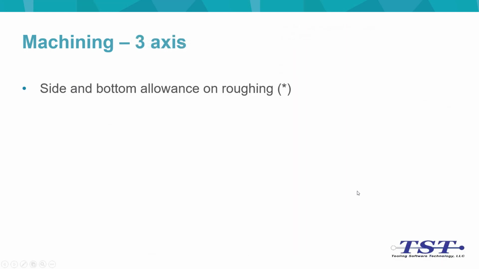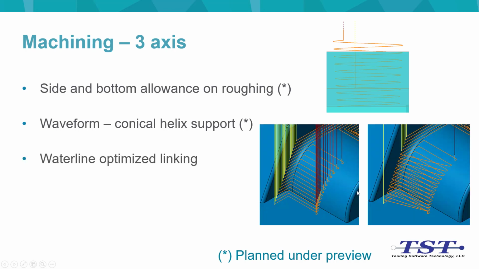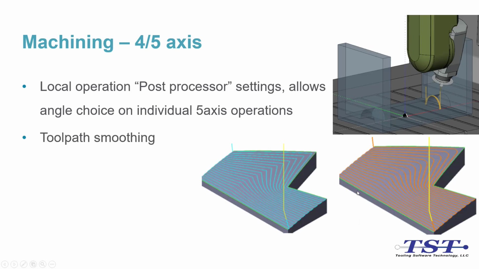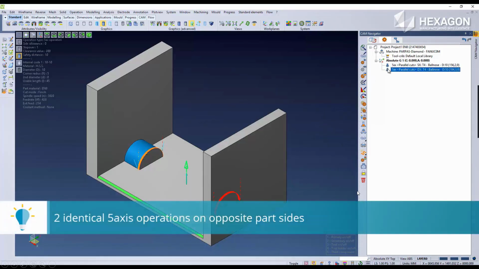Moving on in the 3-axis, side and bottom allowance on the roughing or roughing spiral is going to be under Preview. Waveform, conical helix support, waterline optimized linking, all under Preview. Under the 4th and 5th axis, we have local operation post-processor settings, allowing angle choice on individual operations, toolpath smoothing, and side tilt by. Let's take a look quickly at a couple of those areas here in the 5-axis.